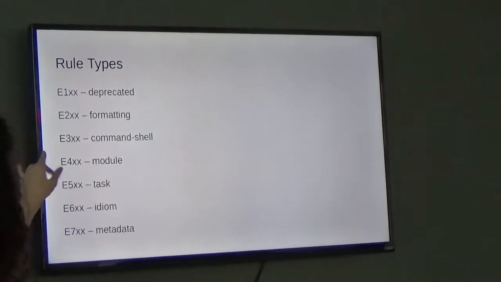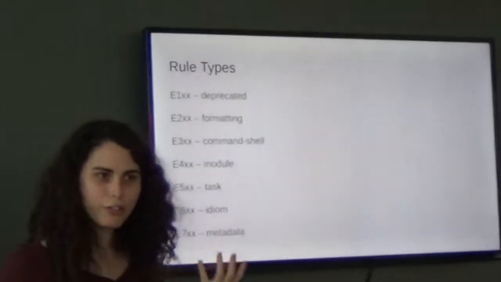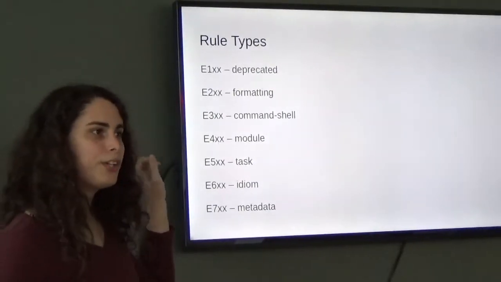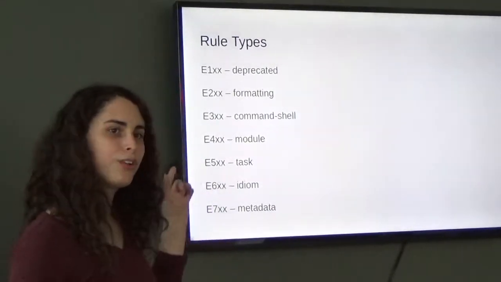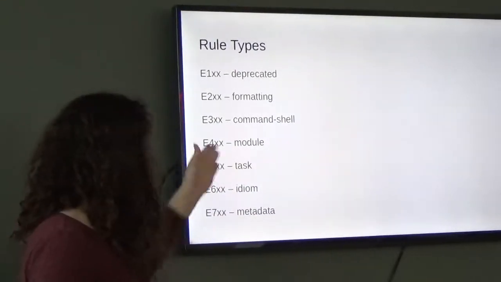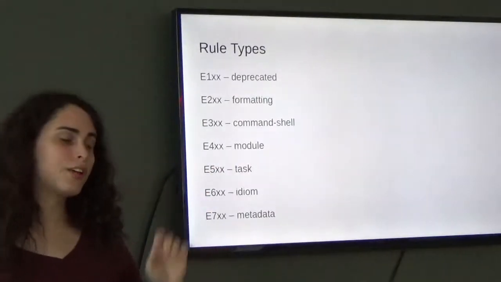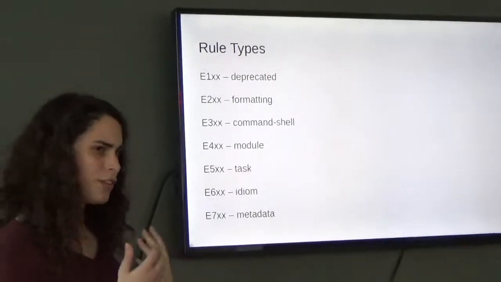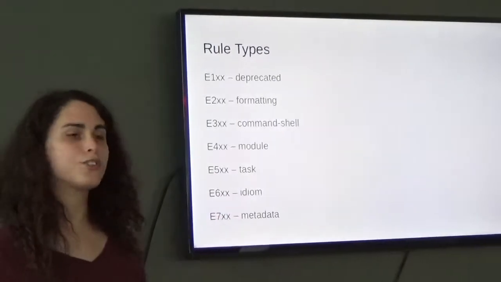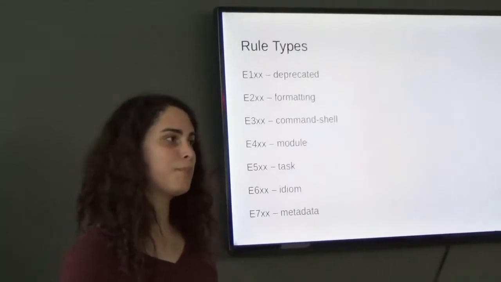Now, the error class, the 3xx, is the most interesting one. That's the one I see most often in old Ansible code. It's what I pointed out earlier, that when you're using curl with the command module, that's not necessary. You can use a URI module. That's your command shell error class. You'll see that comes up a lot if you're using the command module to install packages or untar a file. You should be using the unarchive module, or the package module, or your apt module or your yum module.